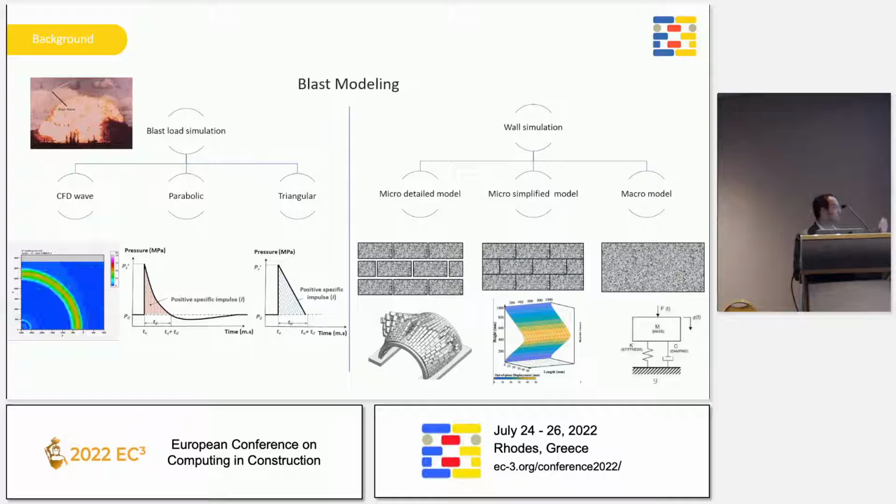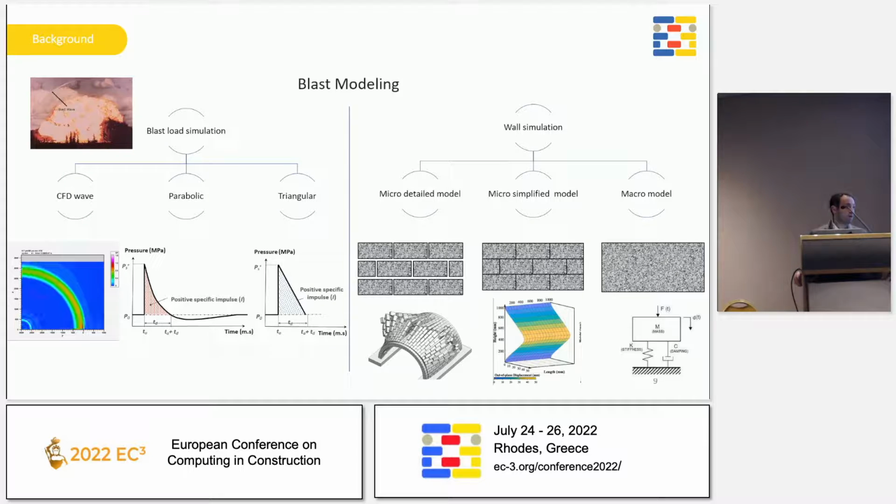For the blast load, there are several criteria you can define. Either you can simplify it, or you can use it accurately. You can use it accurately using the CFD method, moving to parabolic simulations or triangular simulation, which is the simplest one. And regarding the structural simulation, to model the walls or any structural component, you can model it using micro modeling, which is complicated, moving forward to macro modeling, which is the easiest one.